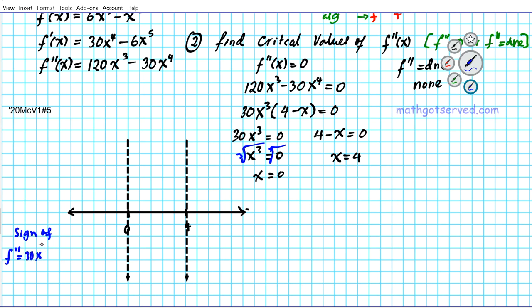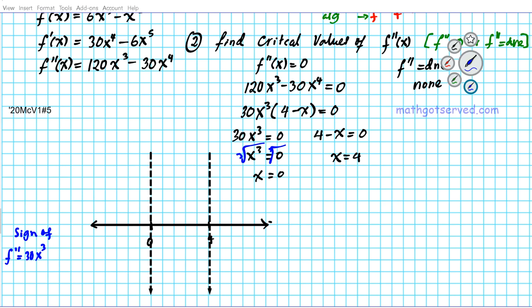So sign of f double prime, running out of space here. So that is, let me see, 30x to the third times 4 minus x. Okay, so the sign of f double prime is going to tell me the behavior, namely the concavity of f. Okay, all right, so we have two intervals, actually three.